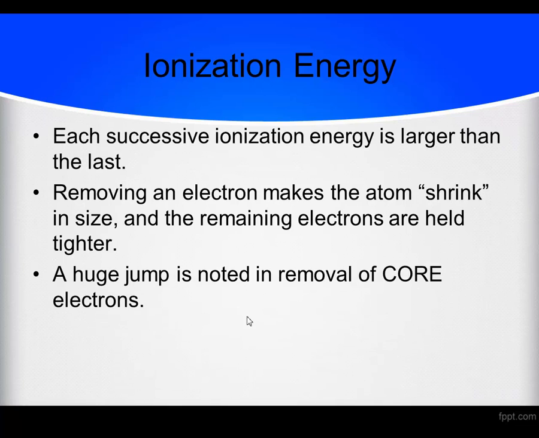I'll show you guys a chart in just a second that you won't have to copy, but is in your textbook. There's a huge jump when core electrons are removed. When valence electrons are removed, there's a little bit more energy required, and a little bit more. As long as it's a valence electron, it's just a little bit more energy. But when you start removing core electrons from inner energy levels, that's when the atom really puts up a fight, because those electrons are significantly closer to the nucleus.